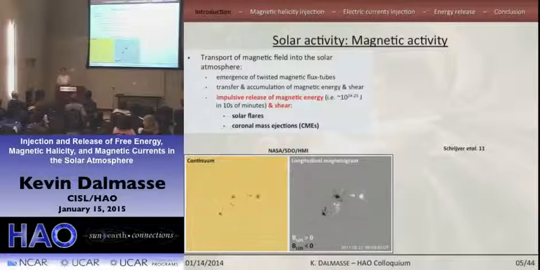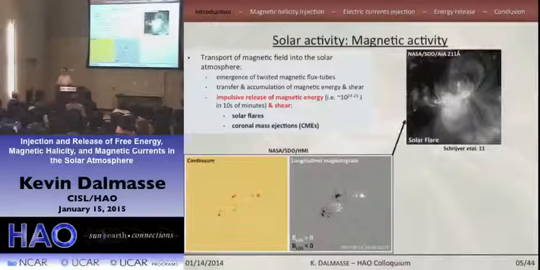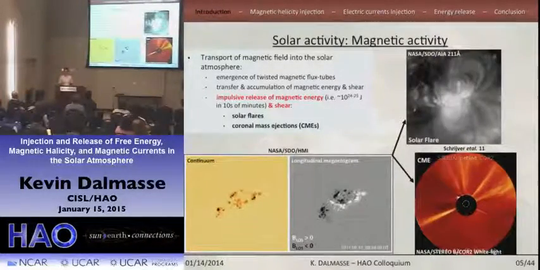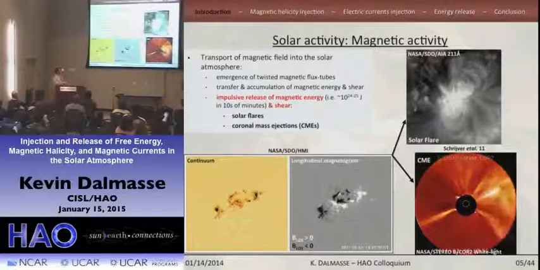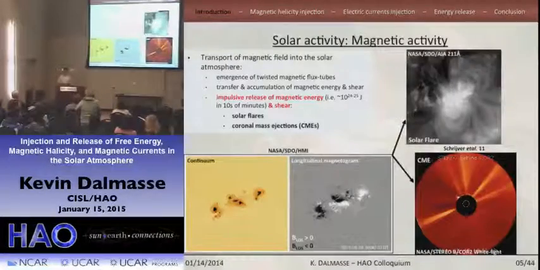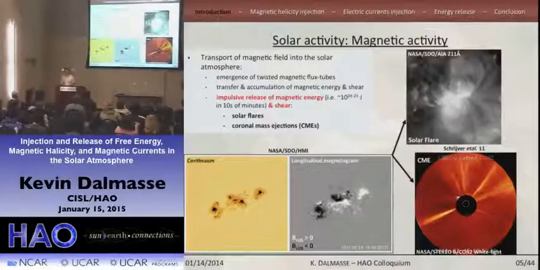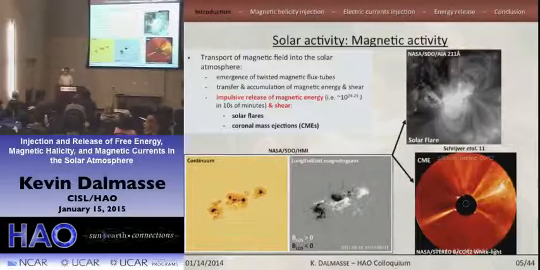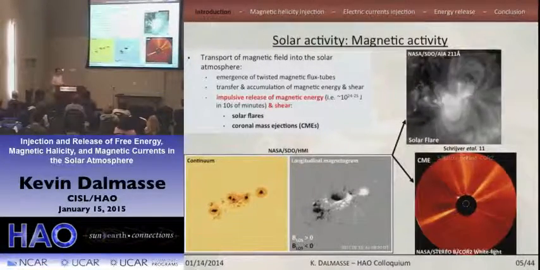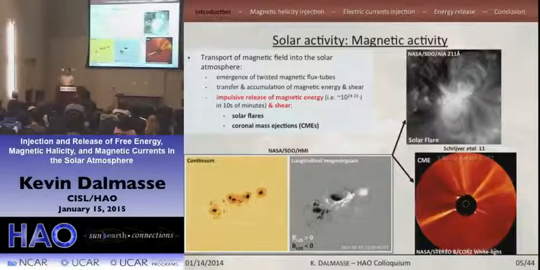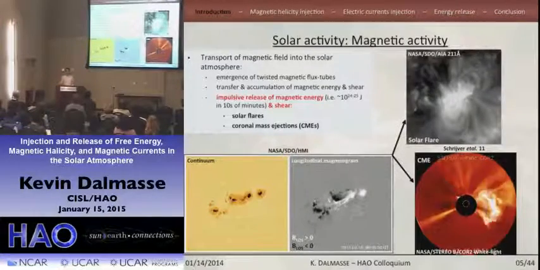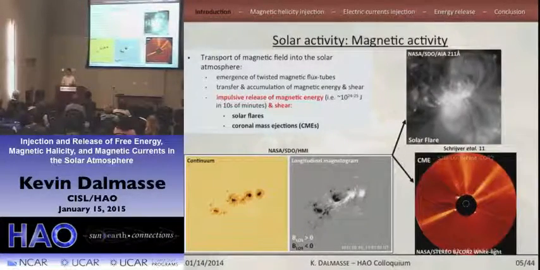Magnetic energy and magnetic shear do not accumulate indefinitely in active regions. They are regularly released, and this energy release leads to the formation of solar flares and coronal mass ejections. The release of this energy is a very impulsive and strong process compared with the accumulation of magnetic energy. Typically 10% of the energy of an active region, accumulated over a few days, can be released in only a few tens of minutes.